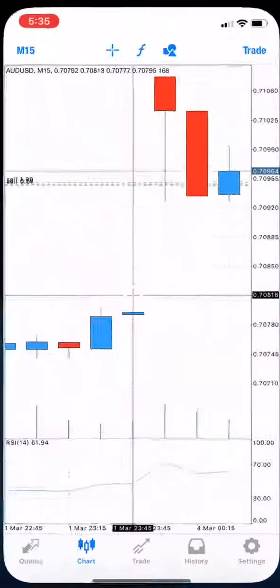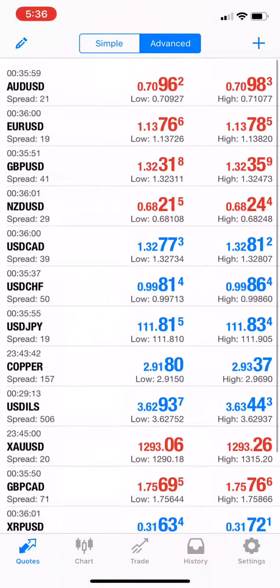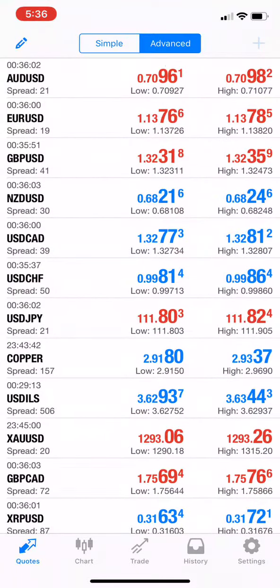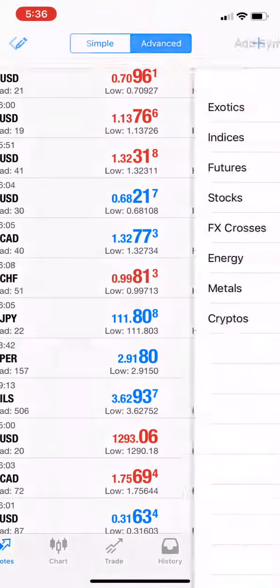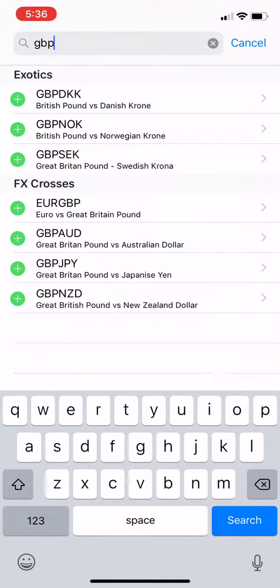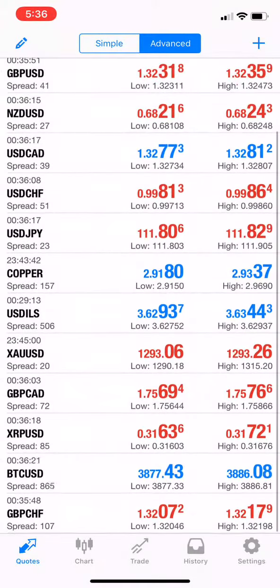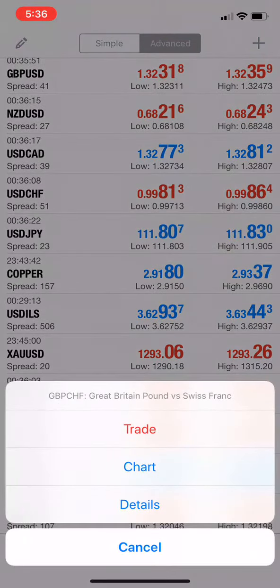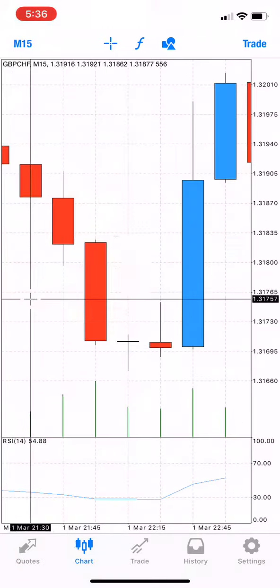So now we go to the chart. Let's say that it's not right here on your list. You could go to the plus sign over here and add it. I'm typing in GBP CHF. Yeah, it's right there. So look, boom, it's the bottom one. Click it. So you can see the price where it was called.